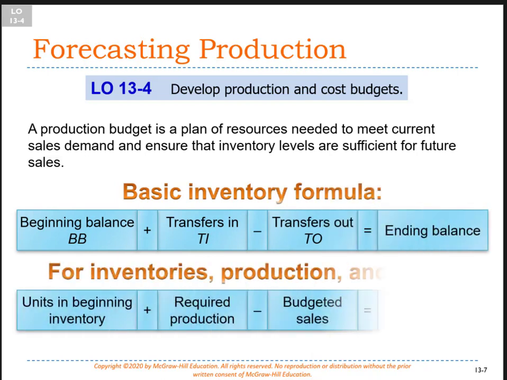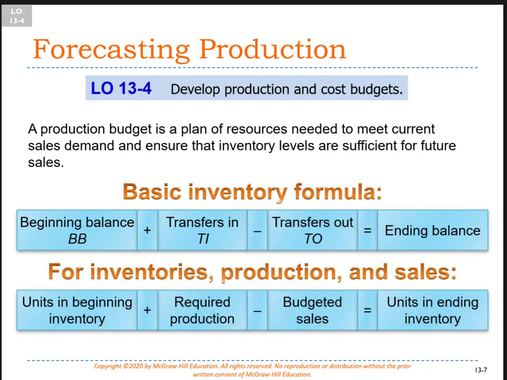So we have our sales. We know what we want to sell. How about what do we need to produce? Okay, there's our basic inventory formula. We kind of need to just get that in our heads, memorize it, if you will. Beginning balance plus what comes in minus what goes out equals ending balance.